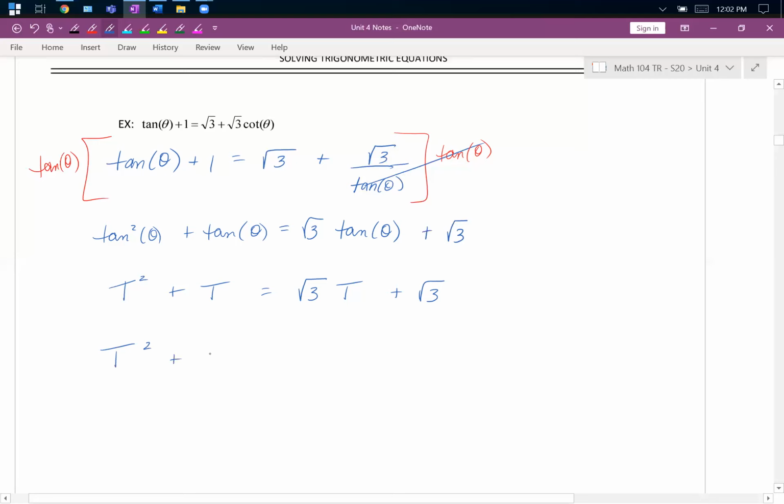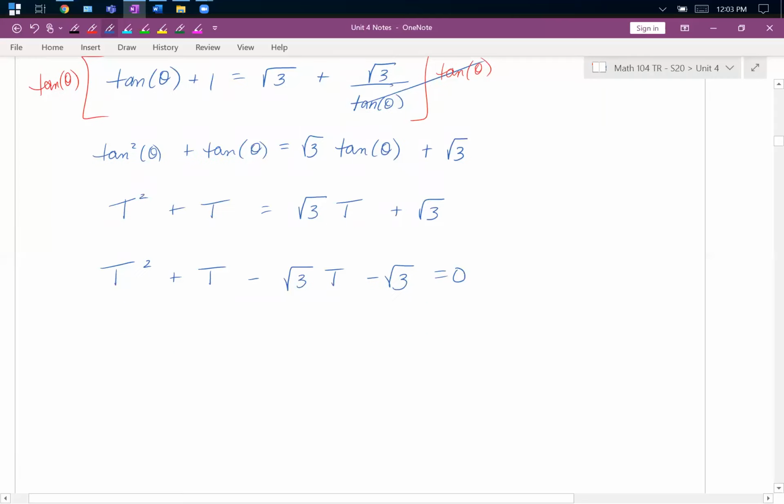T squared plus t minus square root of 3t minus square root of 3 equals 0. We want to try to factor it. Oh, by the way, yes, I do realize that these are like terms, but when you have an integer as one coefficient and the radical as another coefficient, it's not so helpful to combine those like terms. Maybe in some higher math classes, okay, fine, but we definitely don't want to do that. Factor by grouping. We have 4 terms, so that tells us that we want to factor by grouping.